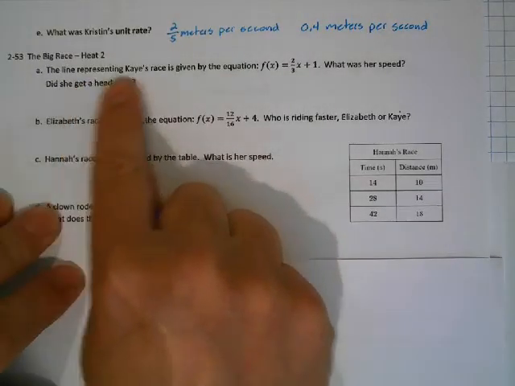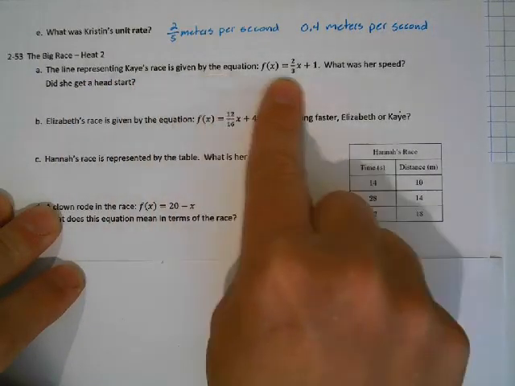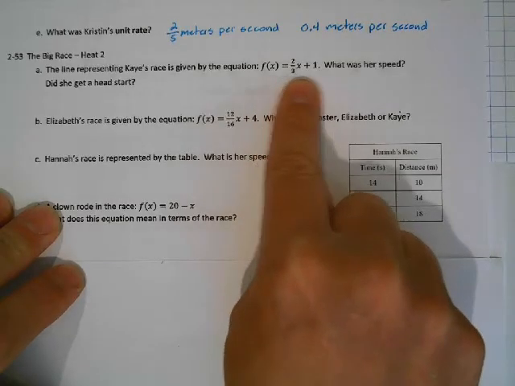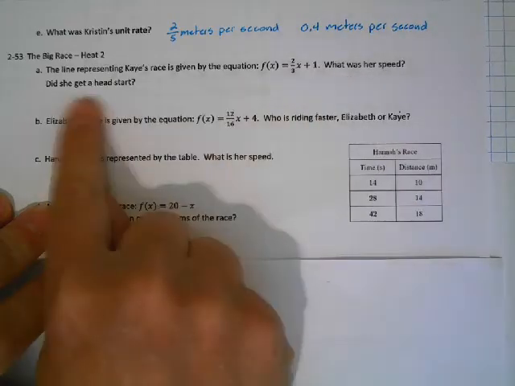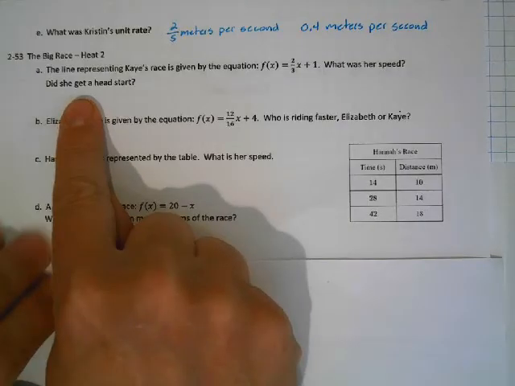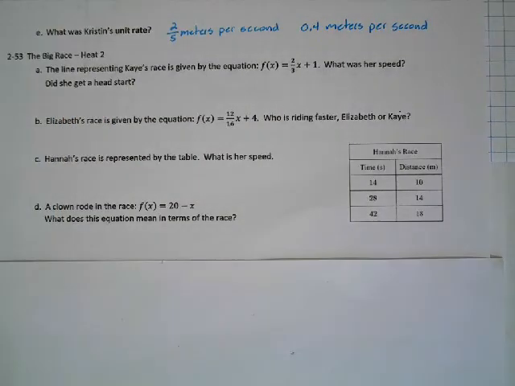The line representing K's race is given by the equation f of x equals 2/3 x plus 1. What's her speed? And did she get a head start? I want you to answer those two questions. What was her speed? And speed we usually think of as unit rate. So what's her unit rate? And did she get a head start?